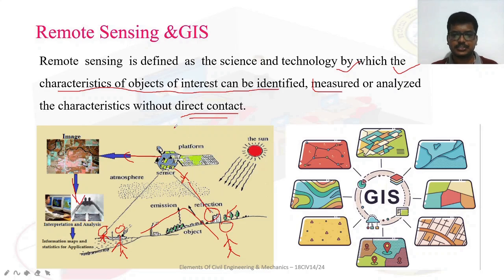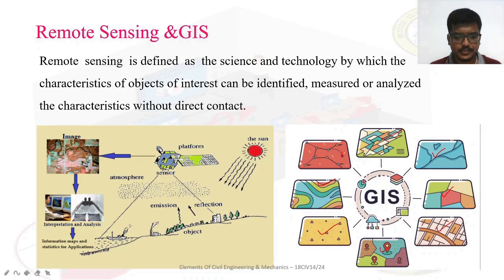Next is GIS. You are all aware of Google Maps, right? Wherever you want to go, you can just check your mobile for Google Maps. In Google Maps, you can see these views. Once you open your Google Maps, you can see this type of pictorial forms. They are all done by the technique of geographical information system.